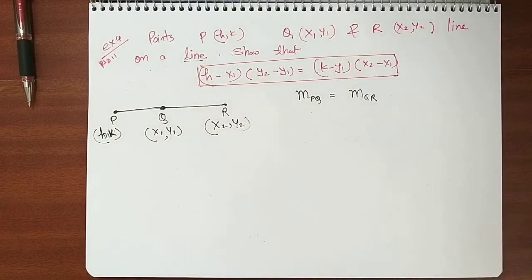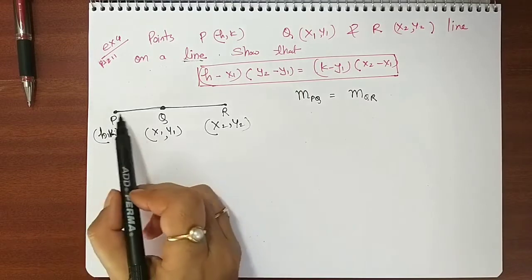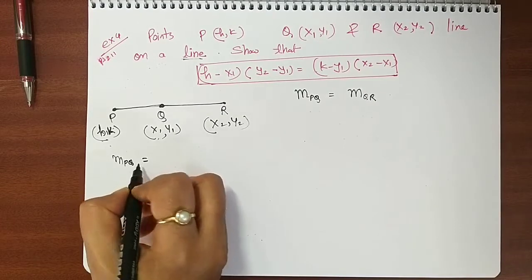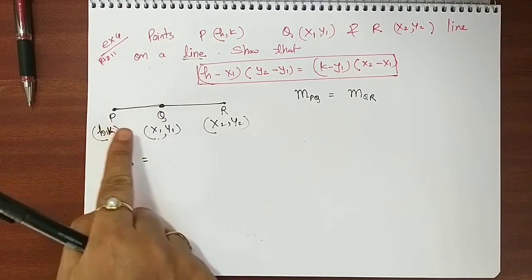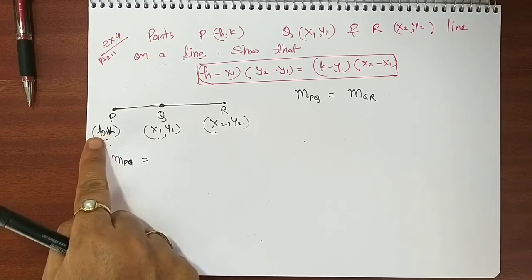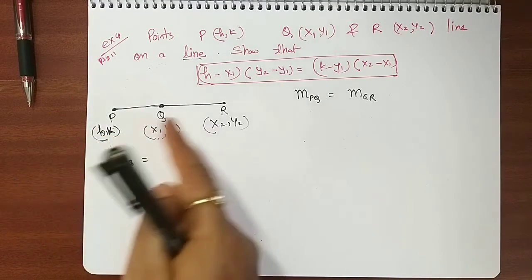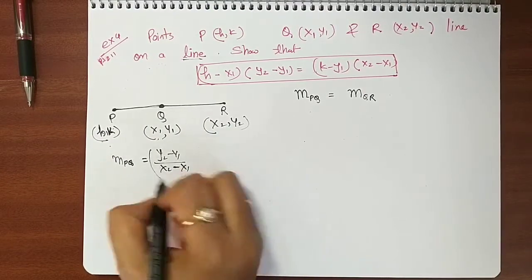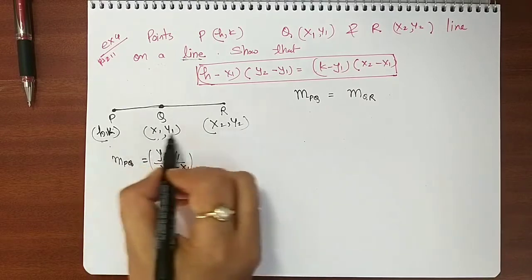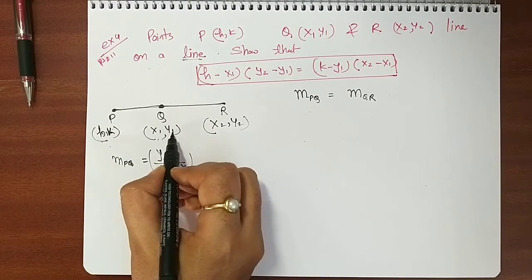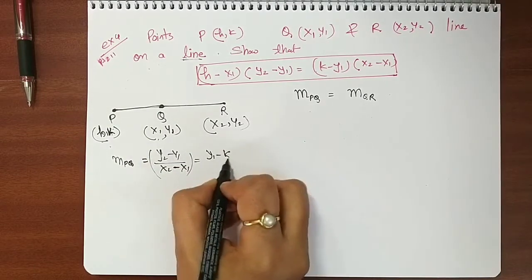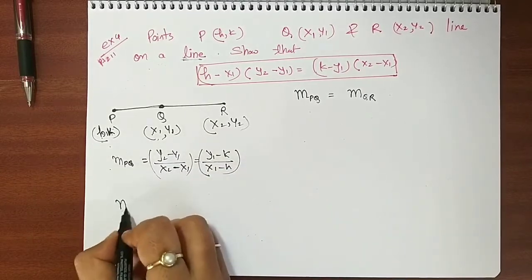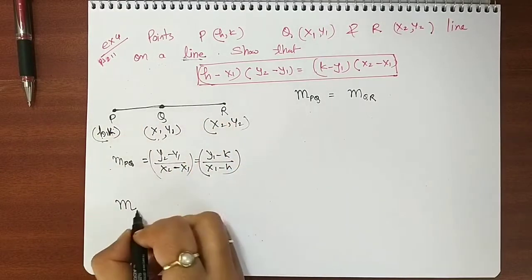Correct? And we know the formula for a slope if 2 points are given. So for m of PQ, what will be m of PQ? It will be y2 minus y1 over x2 minus x1. I am assuming this is x1 y1 and x2 y2 in my formula, right? So formula was actually y2 minus y1 over x2 minus x1. This is the formula. I am not taking these points. Okay, this is the formula. So in this case, this is y2, this is y1, so it will be y1 minus k. This is x2, x1, so x1 minus h. This is m of PQ.